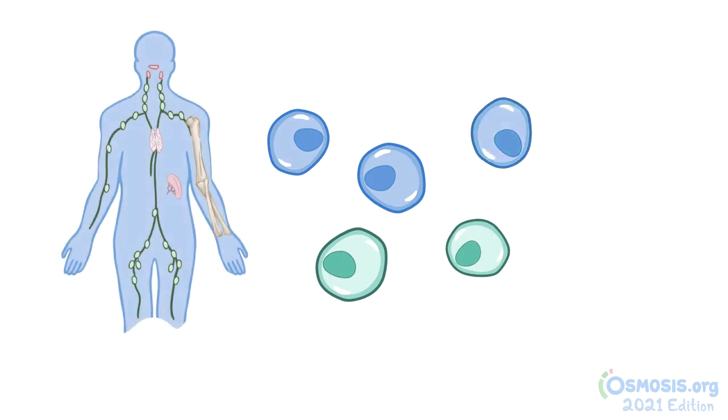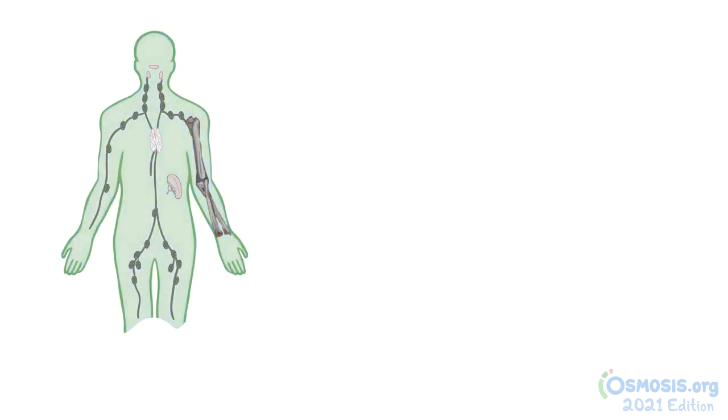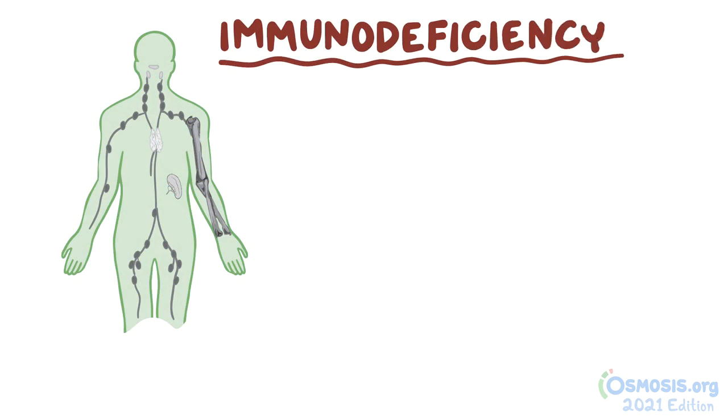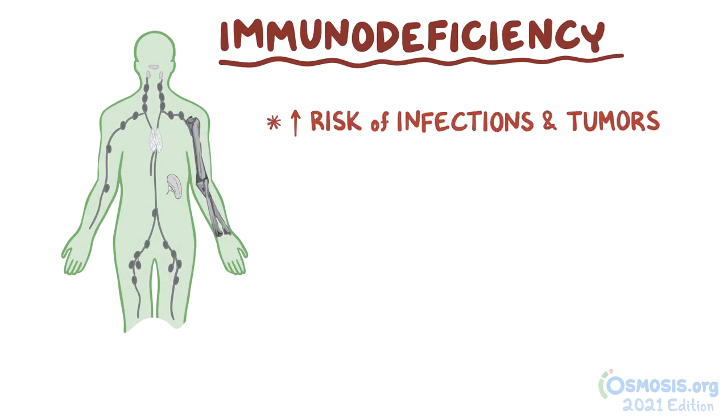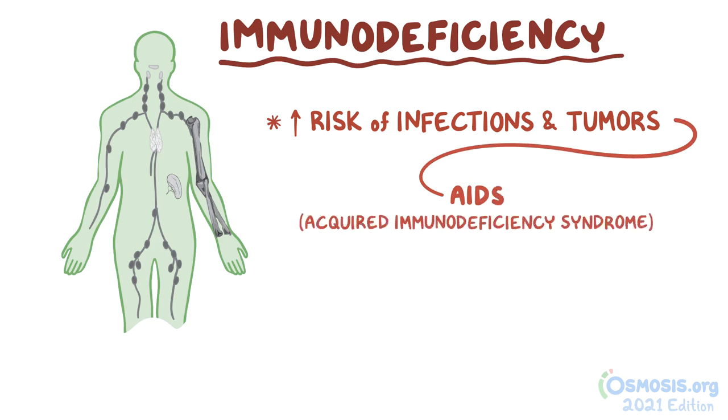Over time, more and more immune cells are infected, and the immune system begins to fail, which is called immunodeficiency. And this increases the risk of infections and tumors that a healthy immune system would usually be able to fend off. These complications are referred to as AIDS, or acquired immunodeficiency syndrome.